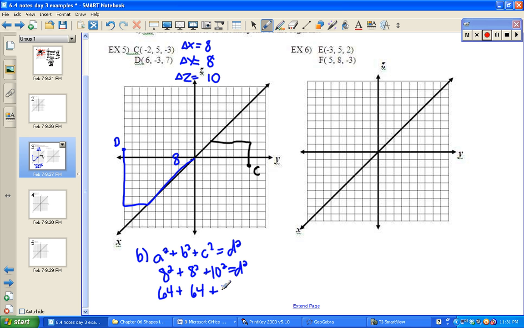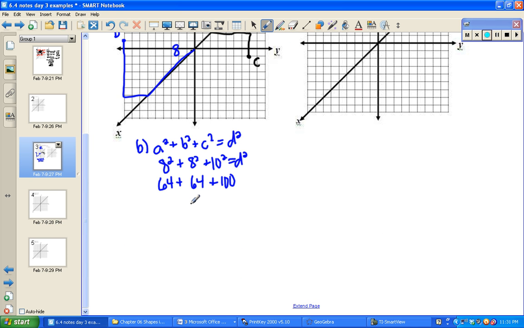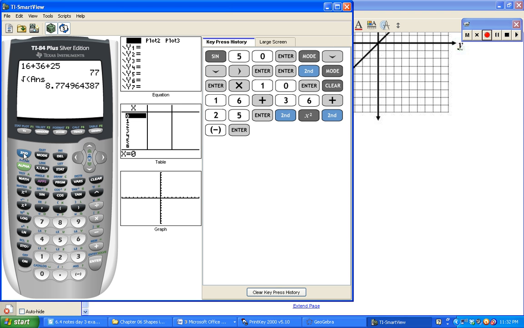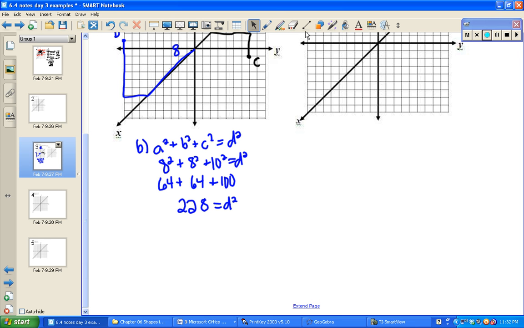It's also 64 there, and it's 100 here. So 64 plus 64 plus 100 is 228. And you could always use a calculator just to verify that. And then we're going to square root 228. So square root 228, and we get about 15.1. So the diagonal on this one is about 15.1, or that's the distance between C and D.